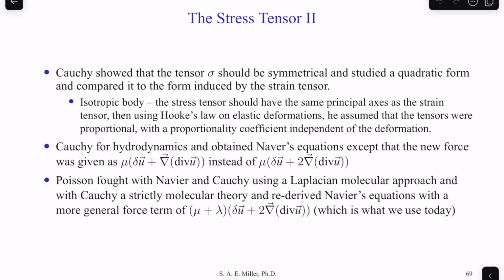except that the new force was given as mu in this form, and compare it to the one I just showed on the previous pages, which is right here as mu. It's a good correction. Poisson fought with Navier and Cauchy and used the Laplacian molecular approach, and with Cauchy a strict molecular theory, and rederived Navier's equations with a more general force term. And this is what you'll see in the form today. Here, this lambda could be seen as the second coefficient of viscosity. I suppose that I should write these deltas like this. Excuse me.